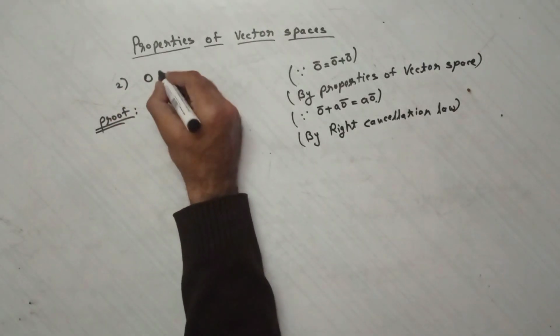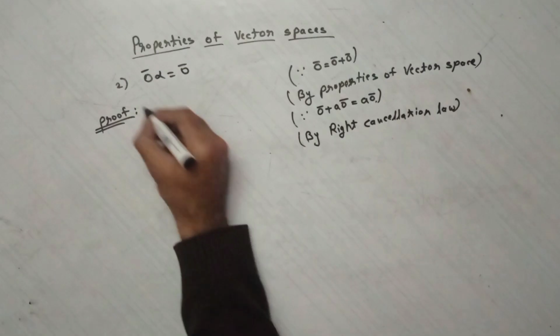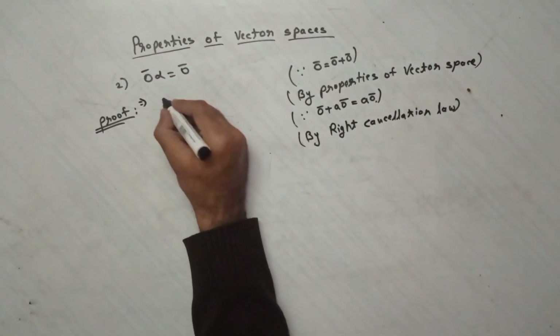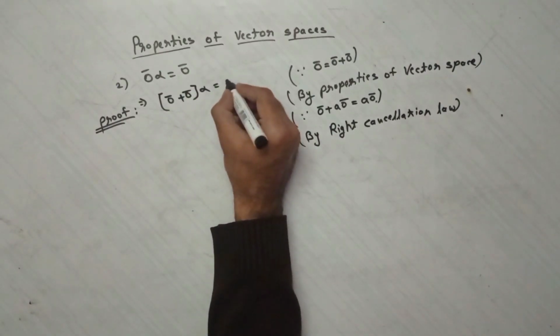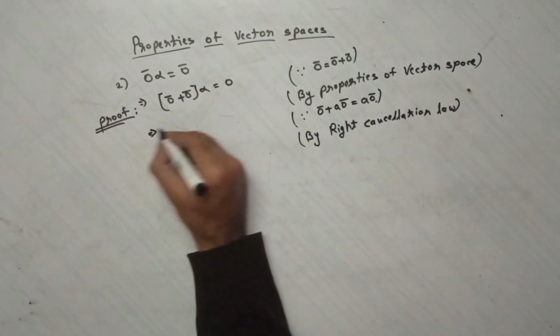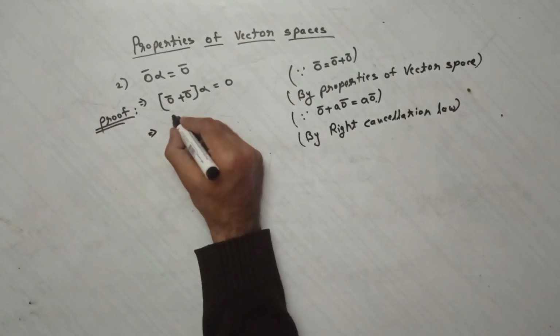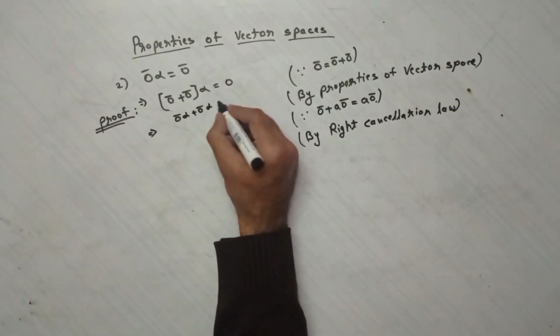Second one, zero vector alpha equals zero vector. Step forward, zero vector equals zero vector plus zero vector, times alpha. Step forward, zero vector alpha plus zero vector alpha equals zero vector.